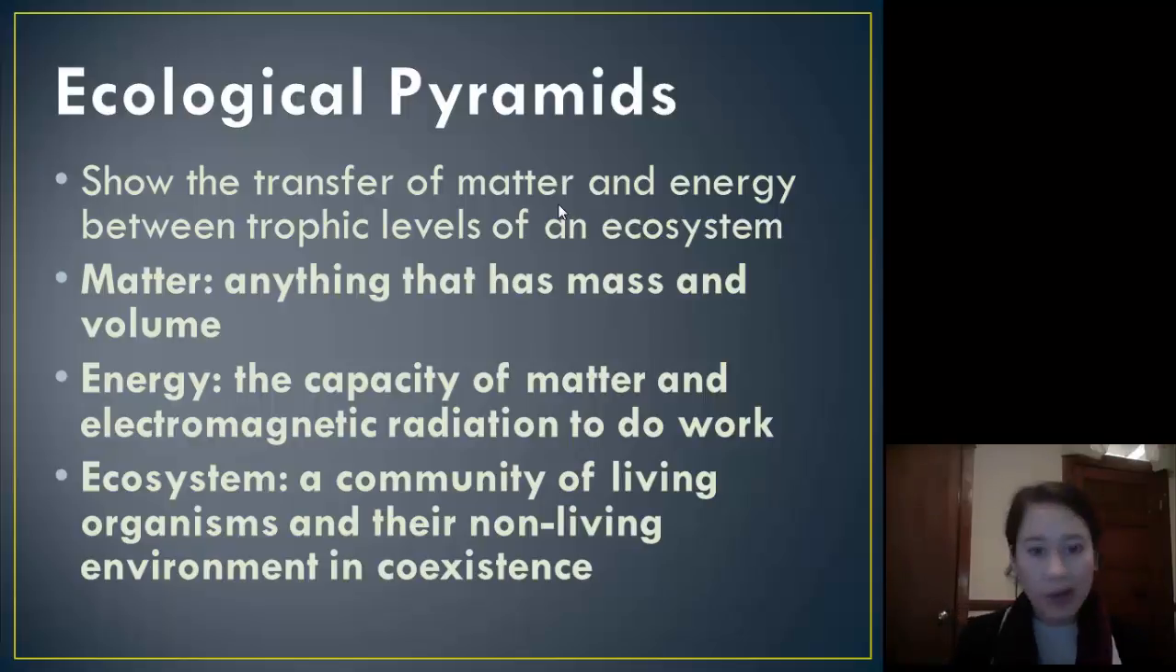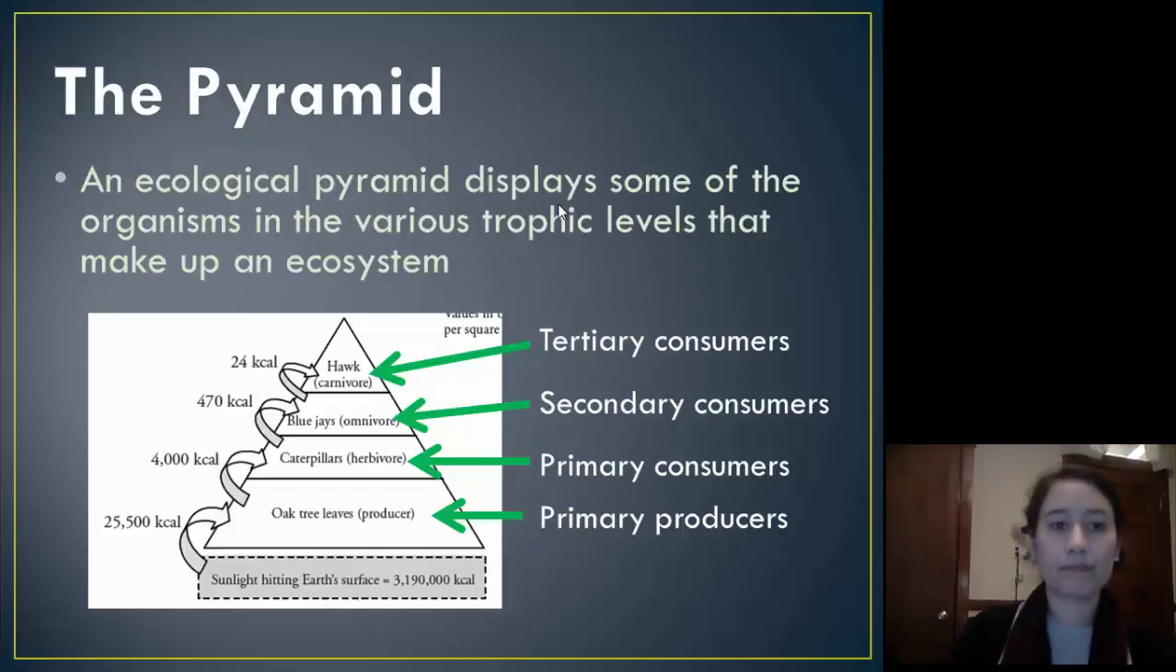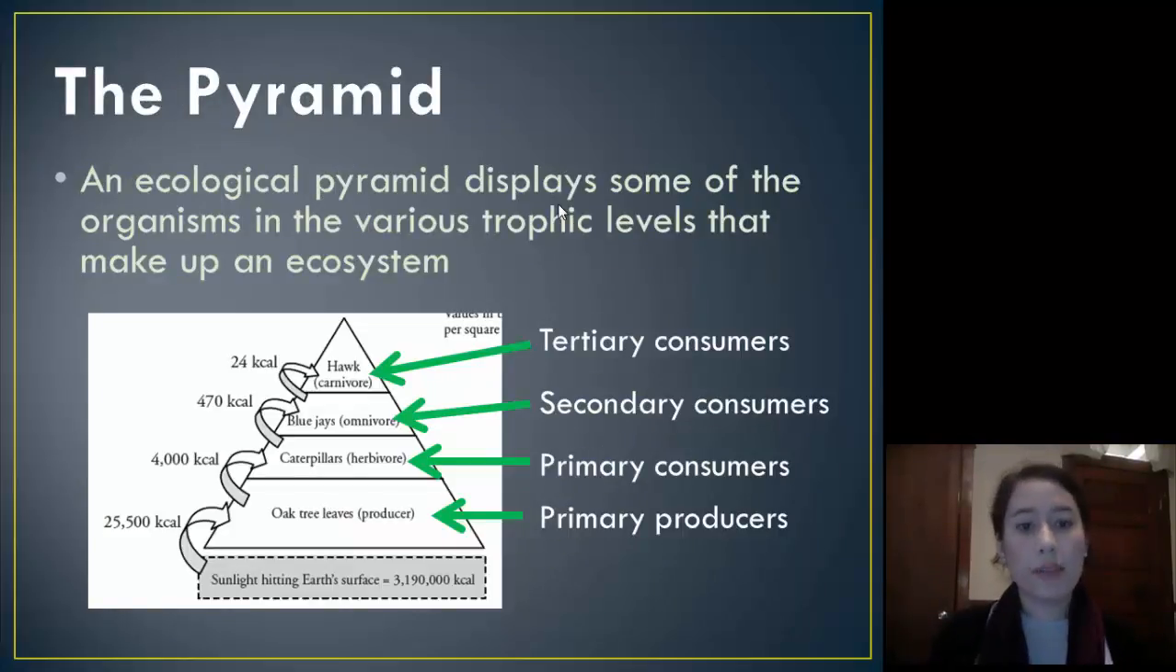And lastly, when I throw out the word ecosystem, all I mean is a community of living organisms and their non-living environment in coexistence. So for example, if I'm talking about Lake Michigan, the ecosystem of Lake Michigan includes the plants, microorganisms, fish, and other animals that live in the lake, that's the living organisms, and the non-living environment, the water, the nutrients that are floating in the water, the rocks at the bottom of the lake, and all of those things are coexisting together in the same space. That's an ecosystem.